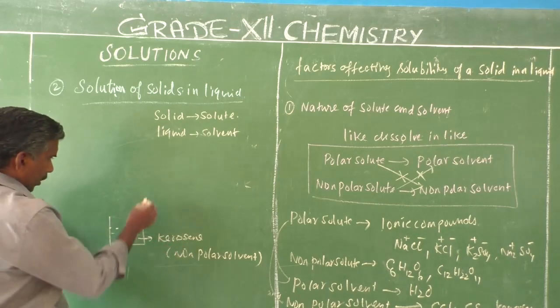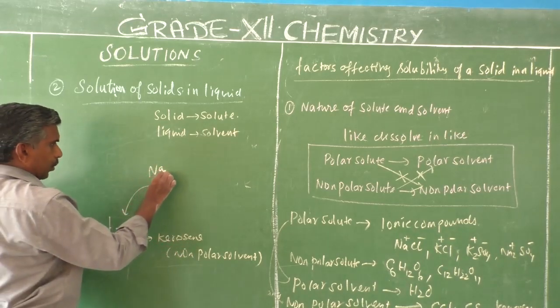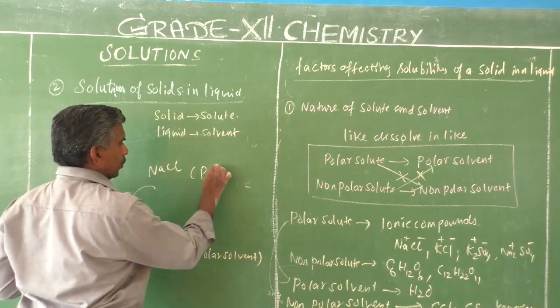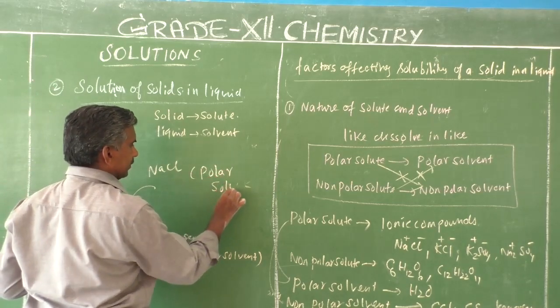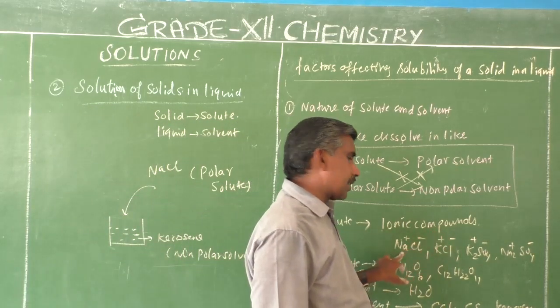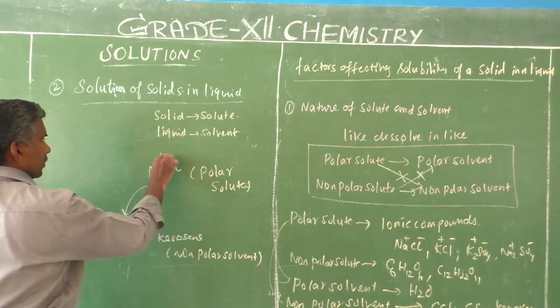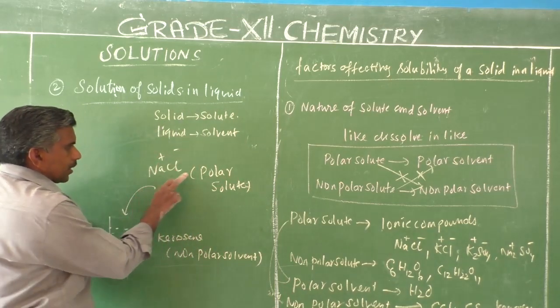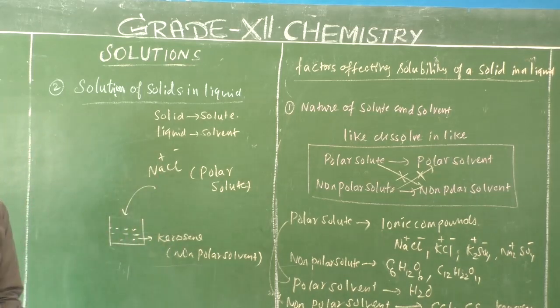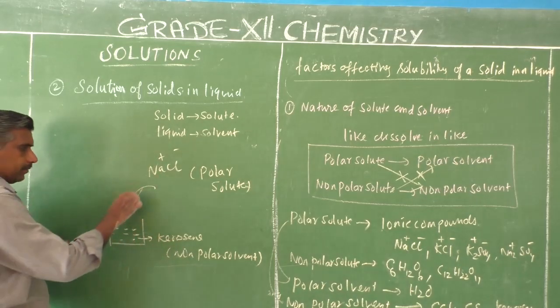That is kerosene. We add sodium chloride. Sodium chloride is a polar solute. Charge is there. Sodium chloride is a polar solid ionic compound, Na plus and Cl minus. So a polar solute cannot dissolve in kerosene. This is not possible. Reason?